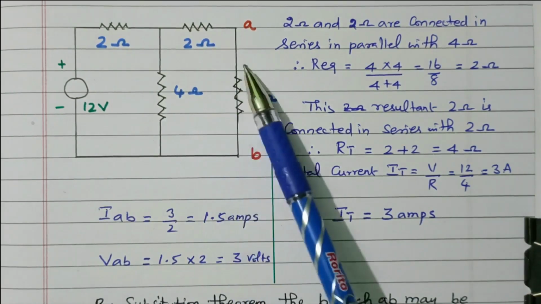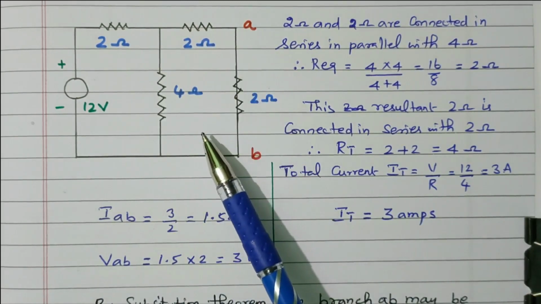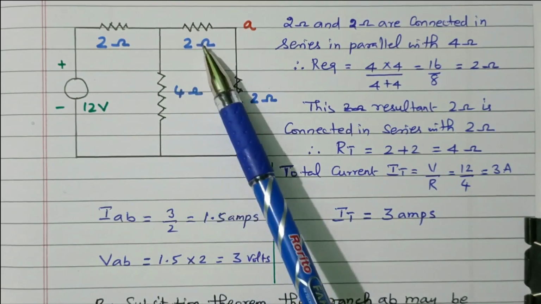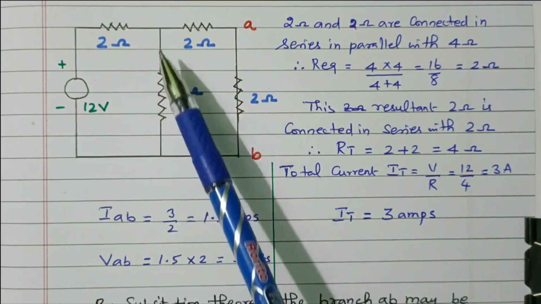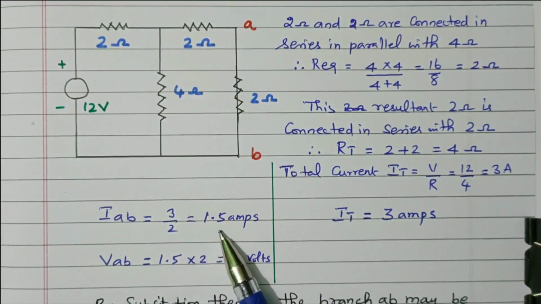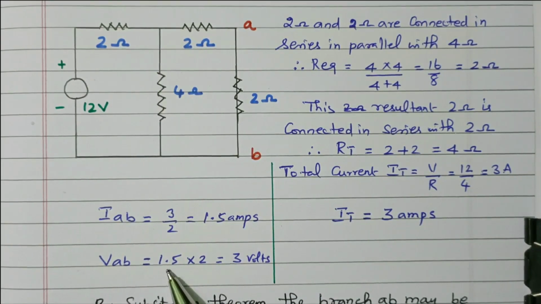If the values were different, we could go with the current division rule. But here the resistor values are equal: 4 ohm and 2 plus 2, 4 ohm. So an equal amount of current will be divided. So IAB is nothing but 3 divided by 2, 1.5 ampere. So VAB equals I into R.